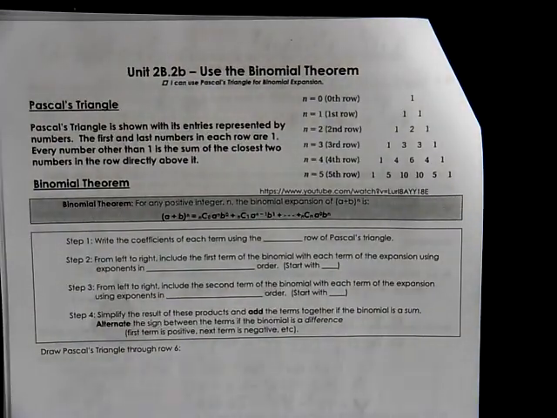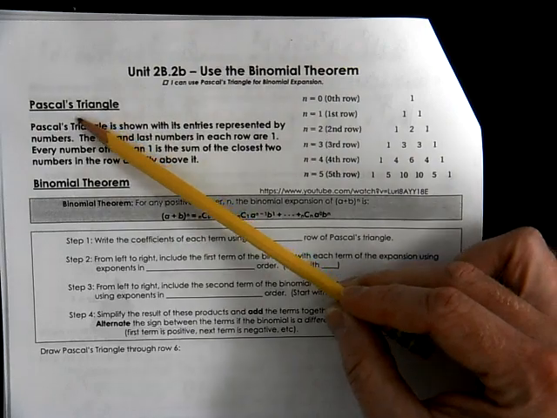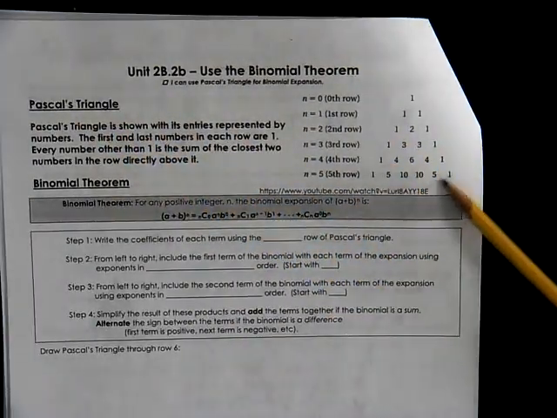This is Algebra 2 with Trig. We're working on 2B. We're doing the binomial theorem today. Binomial theorem starts with Pascal's triangle. We need to know Pascal's triangle.